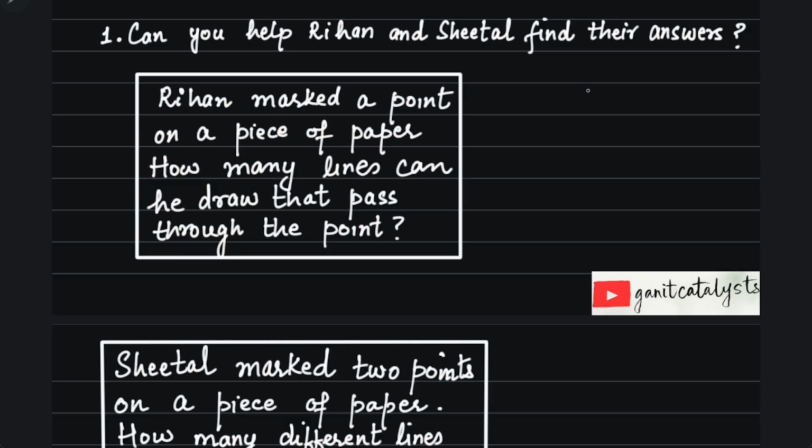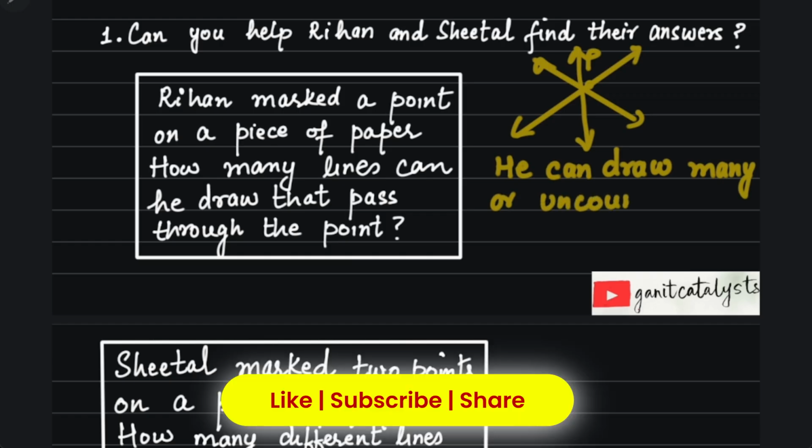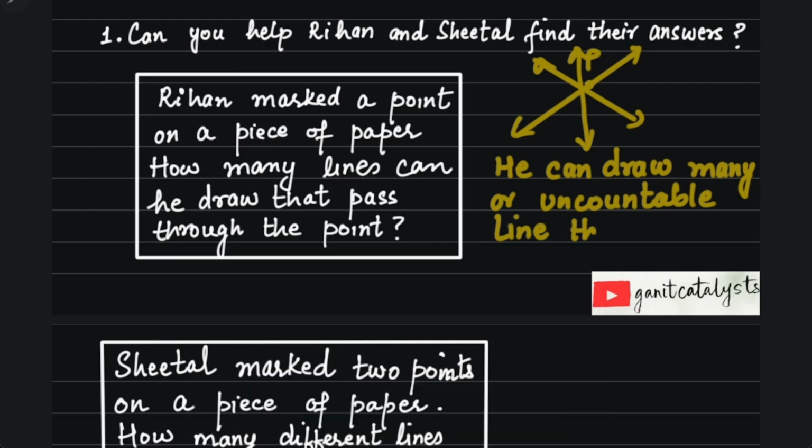Rihan marked a point on a piece of paper. Suppose the point is here. This is point B. How many lines can he draw that pass through this point? So we can draw like this also. It can be here also. You can draw like this. So he can draw many, or uncountable, lines through a single point.